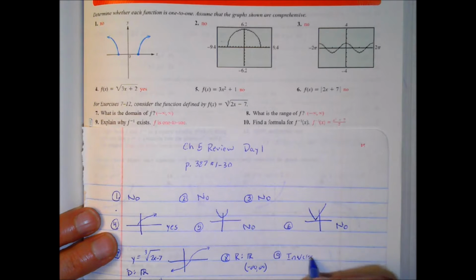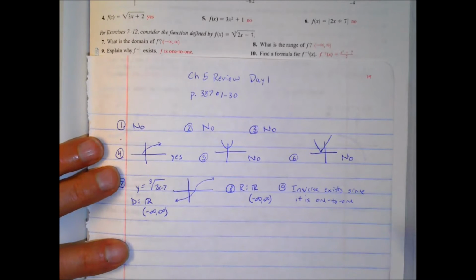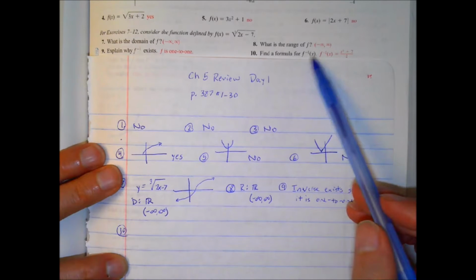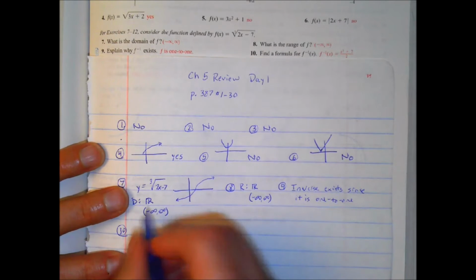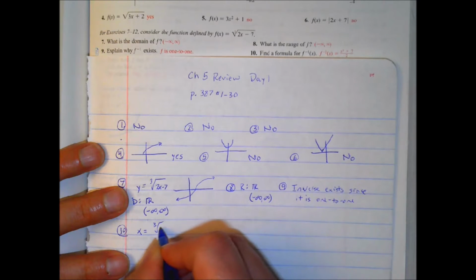Okay, so to find the inverse, we've got to switch the x and the y. Okay, so we're going to cube both sides and subtract your 7. Sorry, add your 7 and divide by 2. Okay, so there's number 10. Number 11 says graph both of them and describe how they are related.